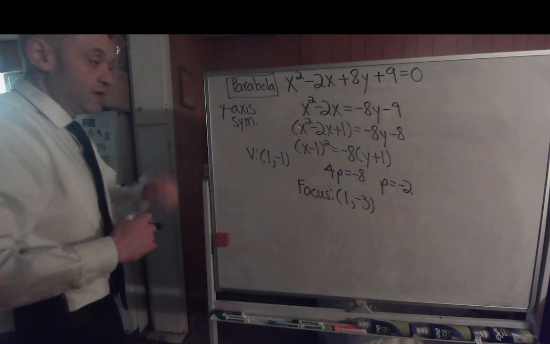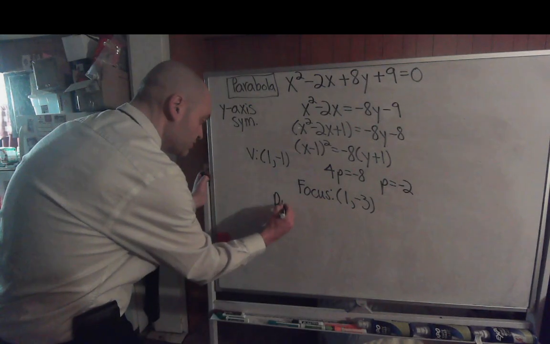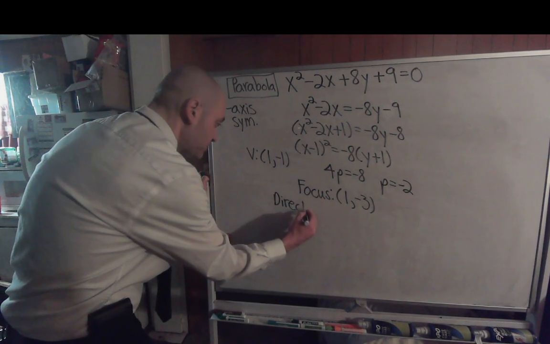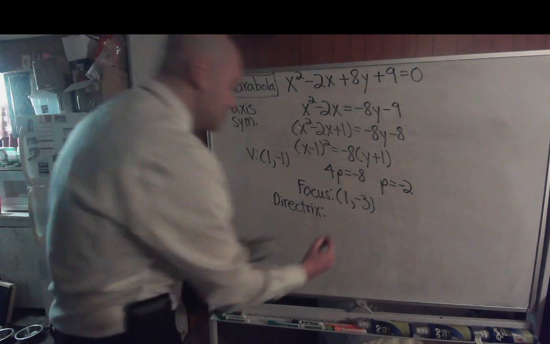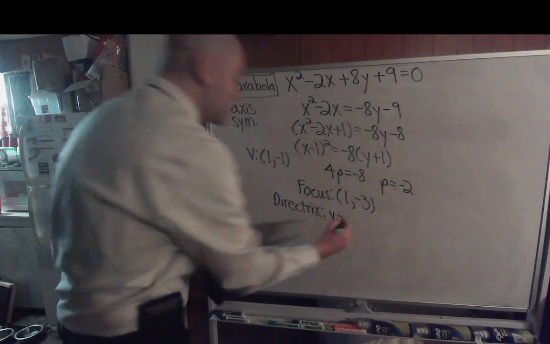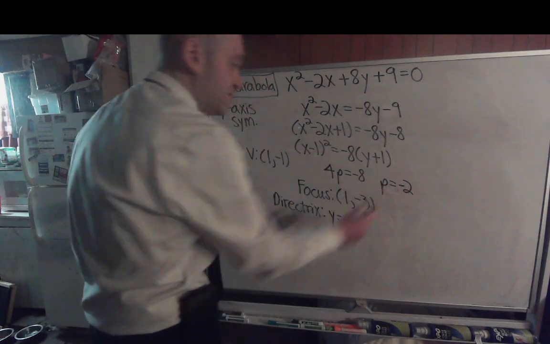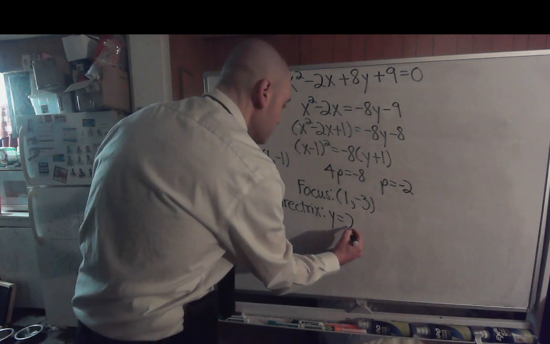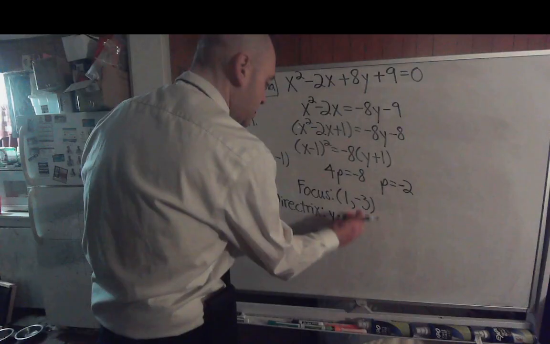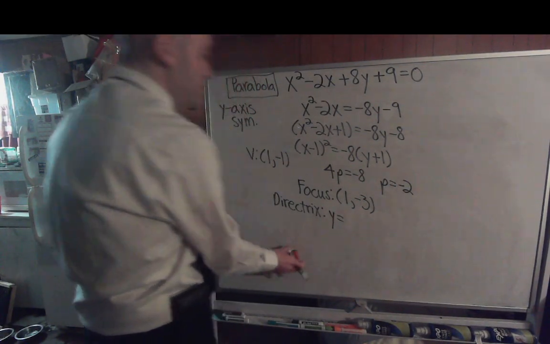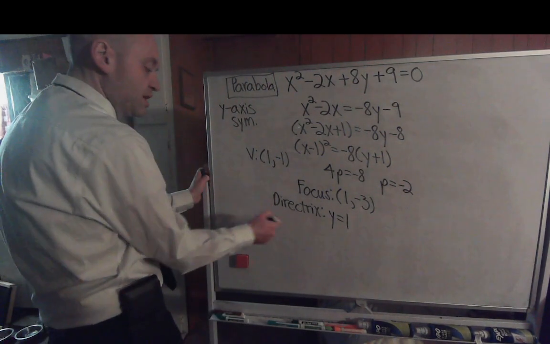Now to get your directrix, all you do is negate that p. Since it's got y-axis symmetry, it'll be y equals -p. Well, -2 is +2. No, it would be +2 plus that -1. It'd be y equals 1. You take the negative of p and add it to -1, and you get y equals 1 for your directrix.